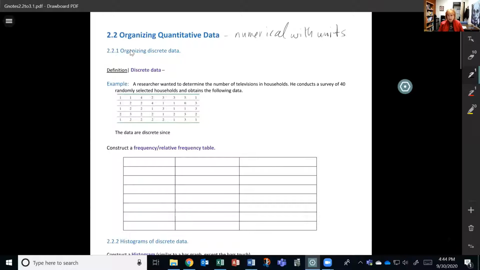Discrete data is specifically a certain type of quantitative data, and this is data that have relatively few different values of the variable.